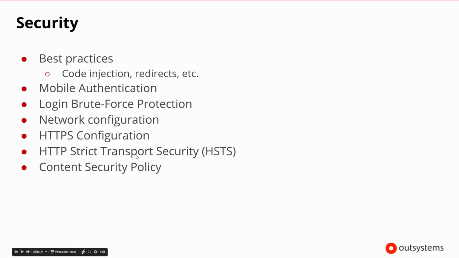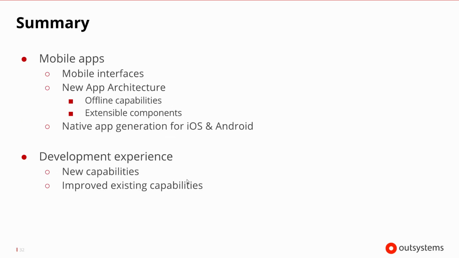And last, but certainly not least, there have been a lot of security improvements. All of the security best practices about code injection and redirects are inside the platform. The mobile authentication capabilities have been added. There have been new protections for brute force logins. There's advanced capabilities to configure the network and HTTPS now, as well as being able to specify that you want a strict transport policy. And you can also go in and talk about the content security policy. So there have been a lot of improvements in security as well.